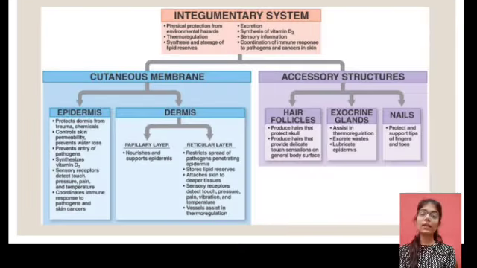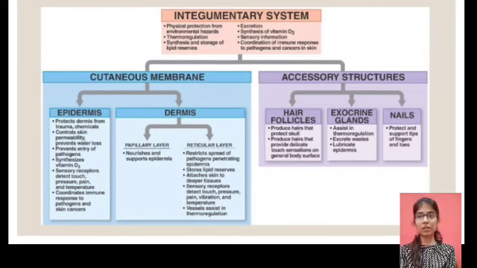Now, here we can see integumentary system and its parts, for example, the cutaneous membrane and the accessory structure. The integumentary system is mainly divided as cutaneous membrane and accessory structure. In cutaneous membrane, there are two layers: the epidermis, that is the outer or top layer of the skin, and the dermis, which is the dense irregular connective tissue that forms blood vessels or hair follicles.